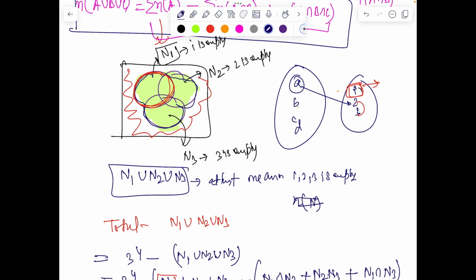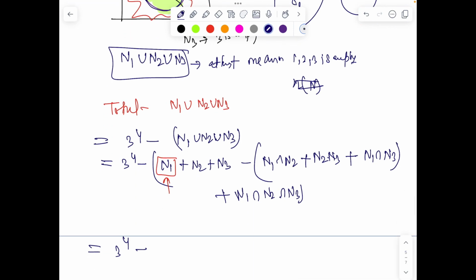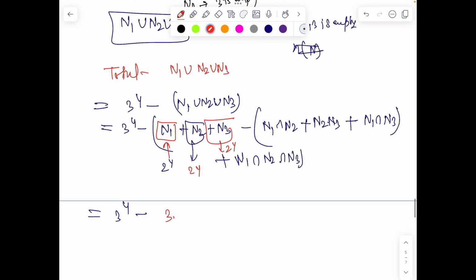So if 1 is empty, we only have to look at 1 being empty, okay? Then how many choices does A have? 2 choices, B has 2 choices, C has 2 choices and D has 2 choices. So n1 will have 2 to the power 4 members, n2 will again have 2 to the power 4, and n3 by symmetry 2 to the power 4. So now we have 3 into 2 to the power 4.